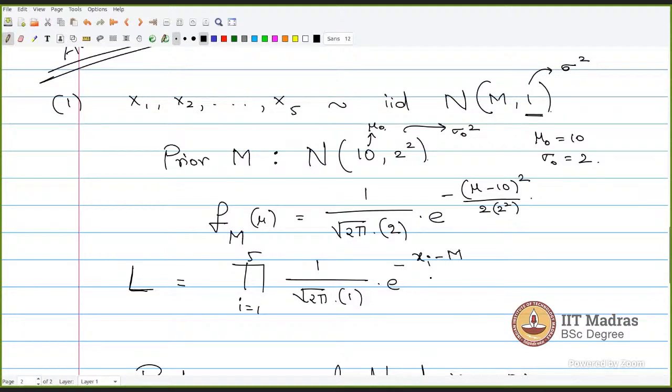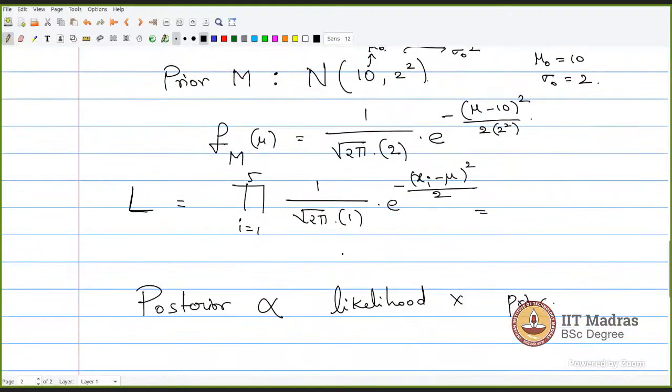The sum of xi minus mu, whole squared, divided by 2 sigma squared, where sigma squared is 1 anyway. So this is the product we wanted to find. As this is a constant, we don't need to worry about the constant part. We can ignore it. Once you ignore that, we will be left with e power minus half times (x1 minus mu) whole squared plus (x2 minus mu) whole squared and so on, plus (x5 minus mu) whole squared.